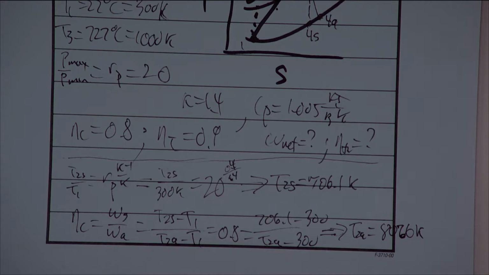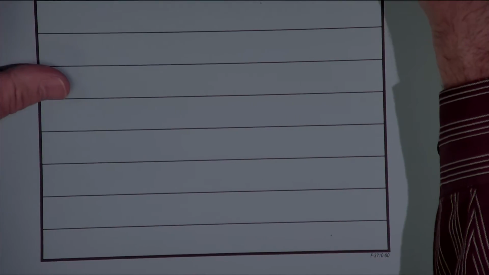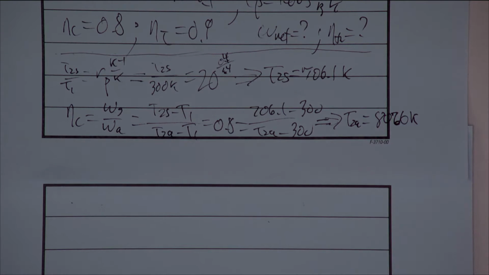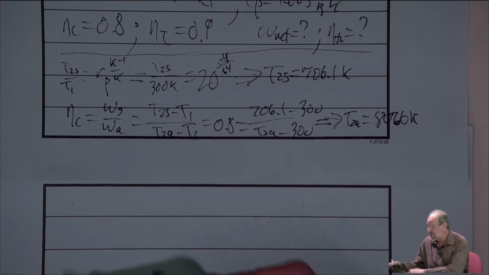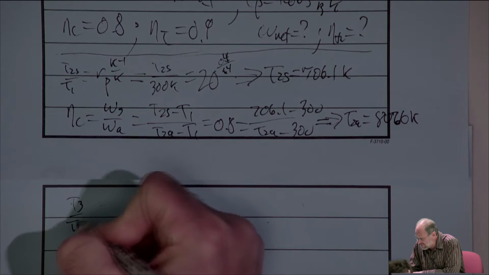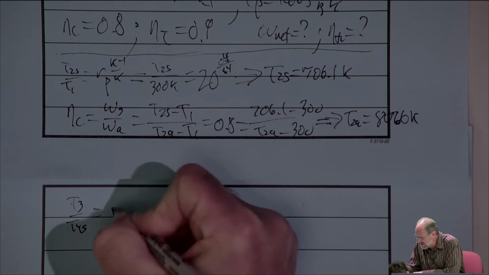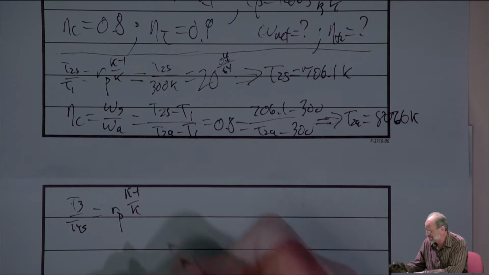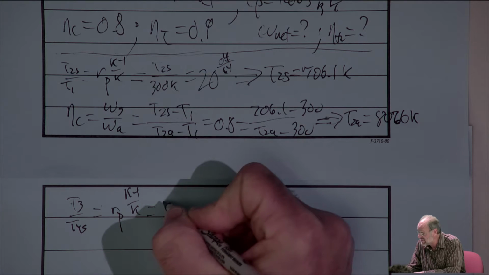Right. So now we have that, and we're going to do exactly the same thing for the turbine, although we're going to use the turbine's efficiency instead of the compressor's, but it's still the same basic process. So again, we assume that it's isentropic first. So T3 over T4S is equal to the pressure ratio to the (k-1)/k power. T3 is given.